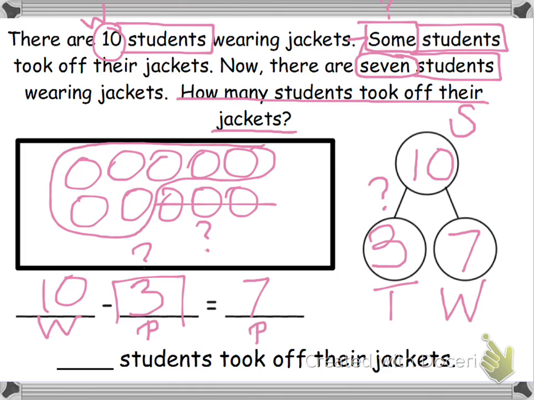Now remember, guys, the reason why I put the part that we didn't know first right here in the number sentence is because we're letting it match the word problem. You put your whole first. The part that you take away is next. We took away 3 because that's how many took off their jacket. Then 7 was how many was left that was still wearing their jackets. So we're just making it match the word problem.